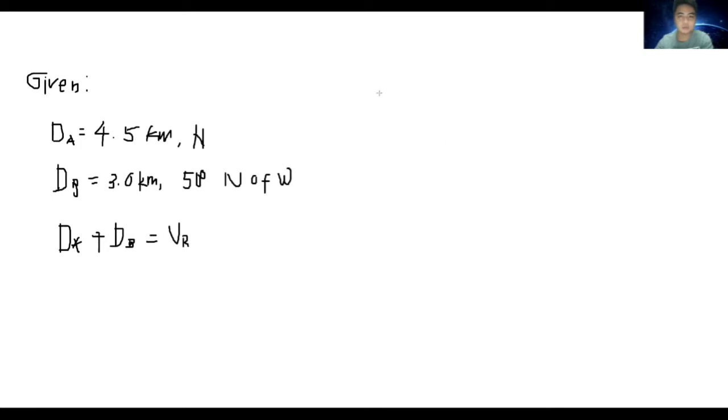So 4.5 kilometers northward. Let's make that blue. So this is the 4.5 kilometers northward, and we put it here. Then, by continuation, from the head of the arrow of 4.5 kilometers northward, we continue with D sub B, which is 3 kilometers 50 degrees north of west. From the head of the arrow of D sub A, this is D sub A.